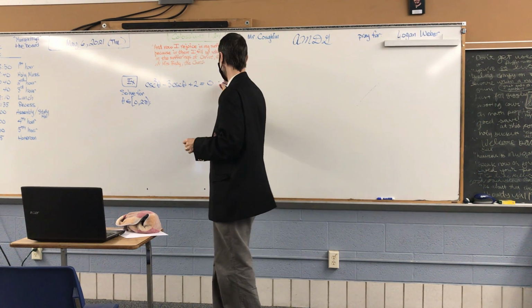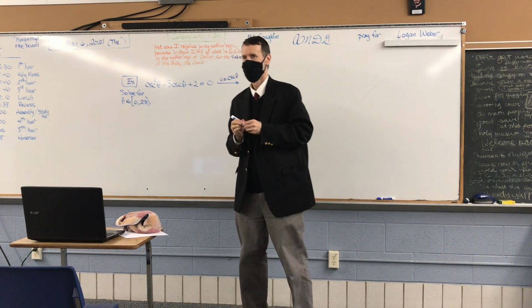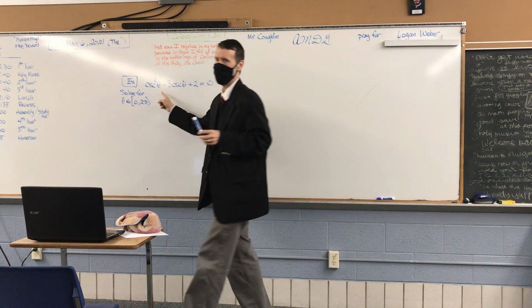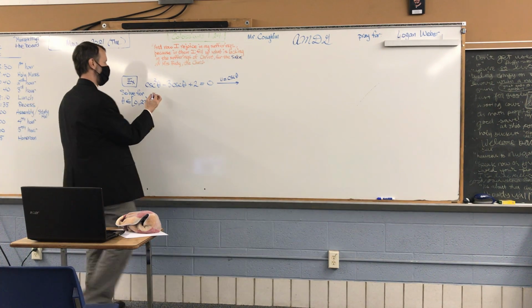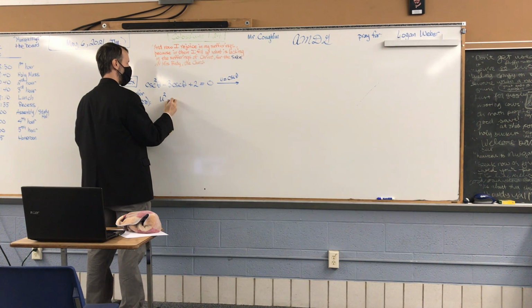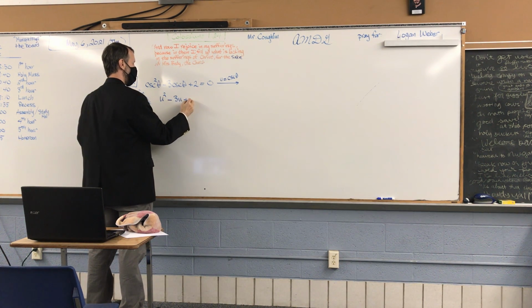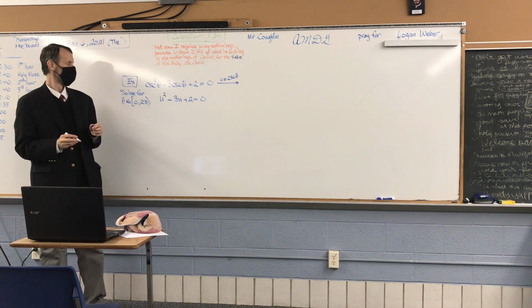if I were to do this, pretend that u equals cosecant of theta. What would this look like now? U squared minus 3u plus 2 equals 0. Could you solve that? Does that thing factor?